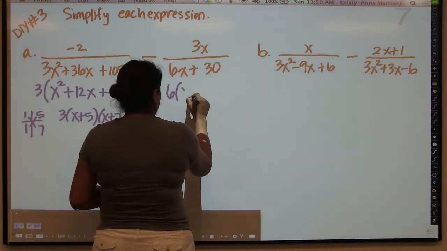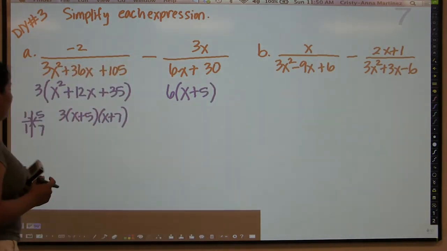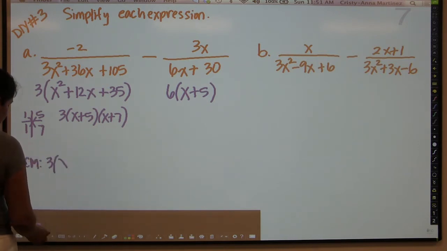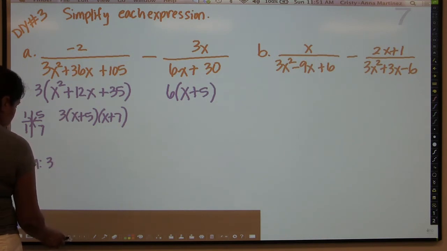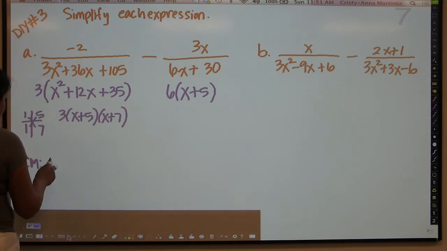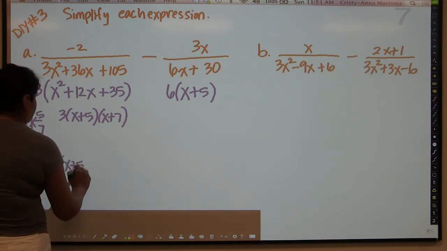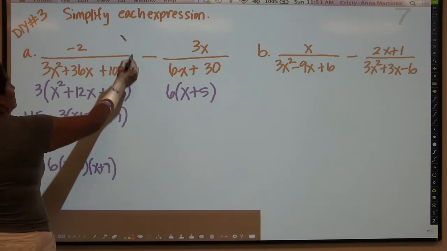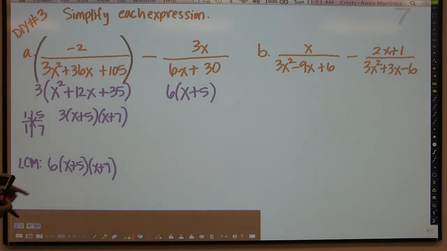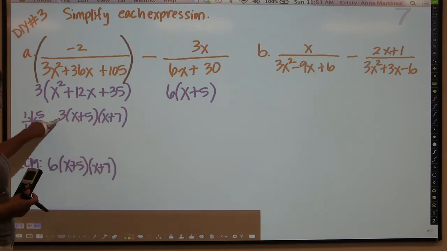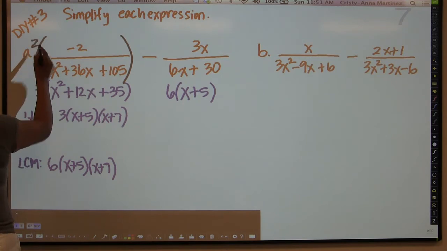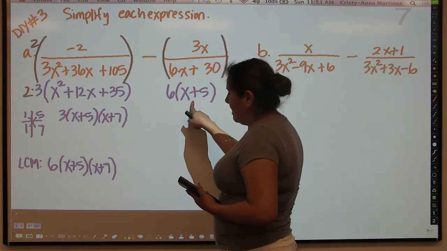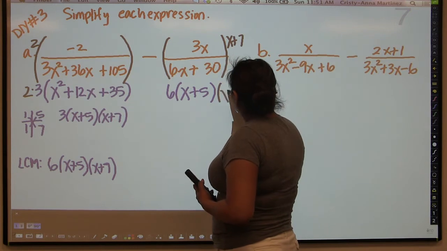This guy will be, take out the 6, get x plus 5. So the common denominator will be the 3, not 3, sorry. We need a 6, because this is a 3 and a 2, so we're going to need a 6. We're going to need the x plus 5 and the x plus 7 for our common denominator. So when I multiply this expression, I'm going to multiply by what it's missing. So it already has the x plus 5, it already has the x plus 7, it has a 3, it needs a 6, so I need to multiply by 2 on that part. And then over here, this guy already has a 6, already has an x plus 5, so it just needs the x plus 7 on top and bottom.